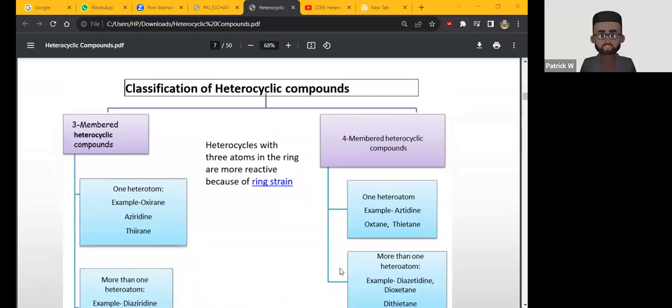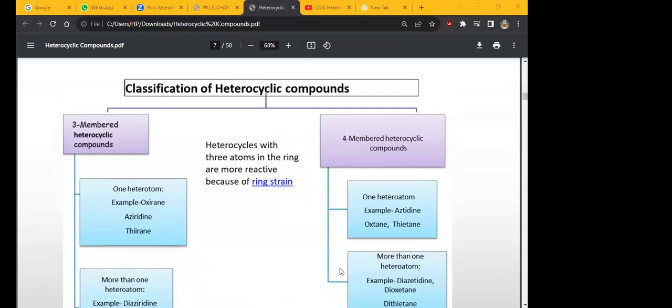So classifications of heterocyclic rings: there are 3-membered, 4-membered, 5-membered, 6-membered. Those are the most common ones. Also 7-membered rings, 8-membered, not as much.